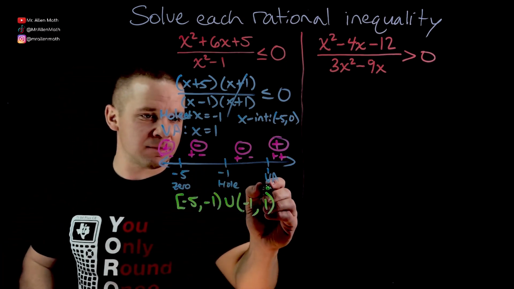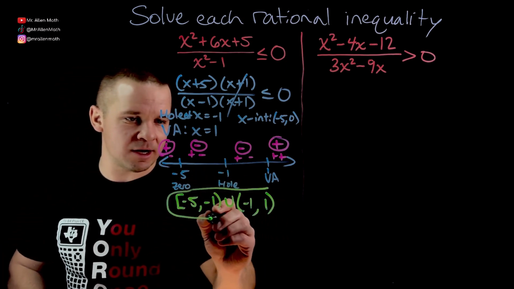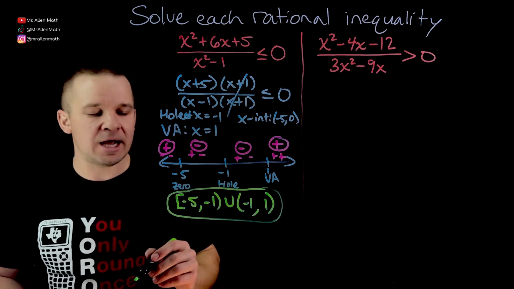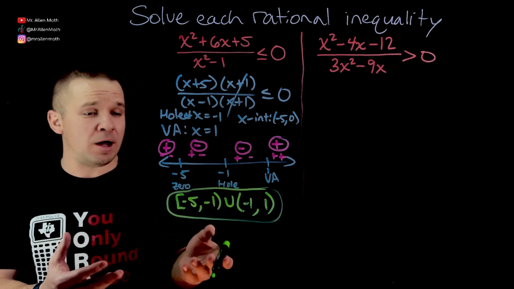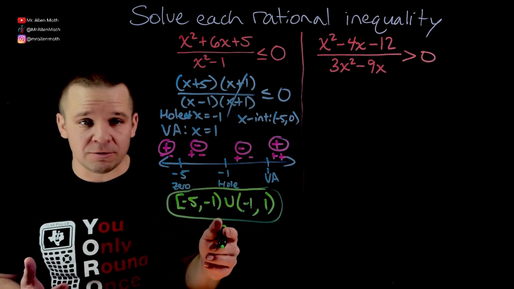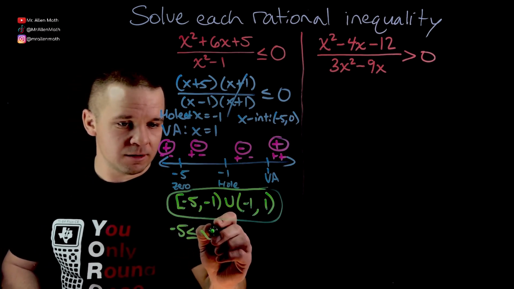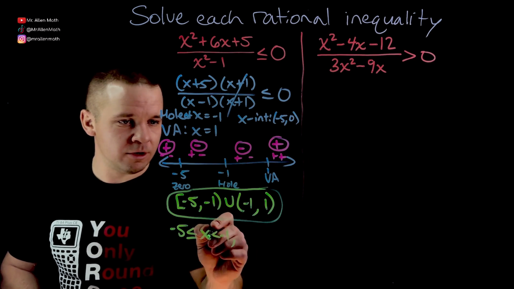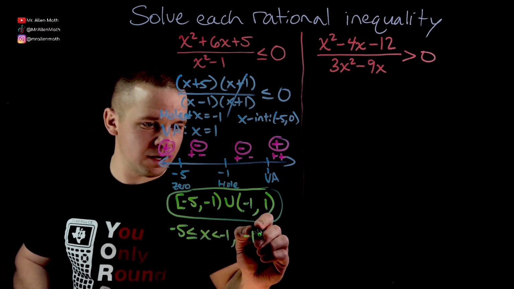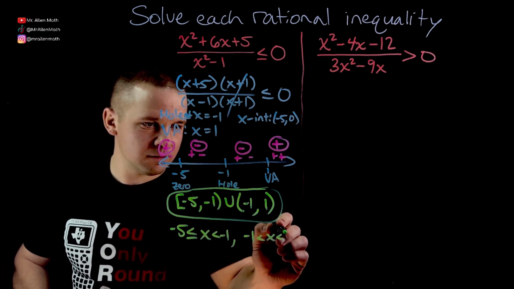That is my final answer there. Nice. Excellent. If you wanted to write this with inequalities, you can. I don't prefer it, but you can do it if your teacher wants you to. It would be something like this. Boom. And then I would have between negative 1 and positive 1.